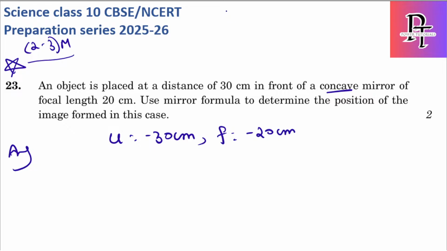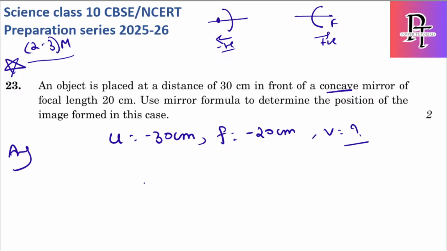If you remember, the concave mirror will be like this, and the focus will be on the left side. Whereas for a convex mirror, the focus will be on the right side. So here the focus is positive, whereas for concave the focus is negative. Hence for the concave mirror I am considering the focal length as negative. So simply, what do you need to find? You need to find the v value.